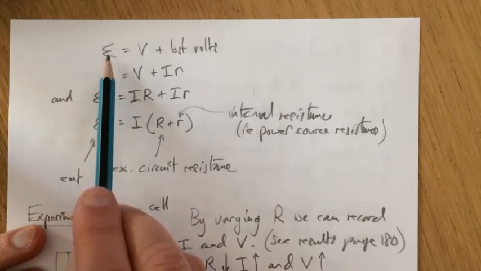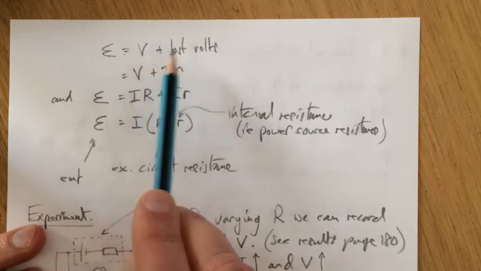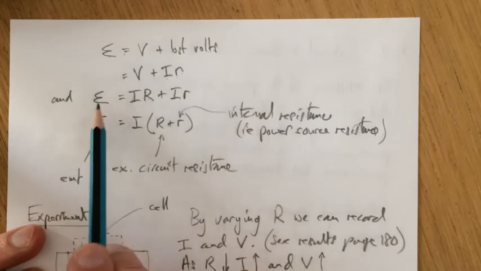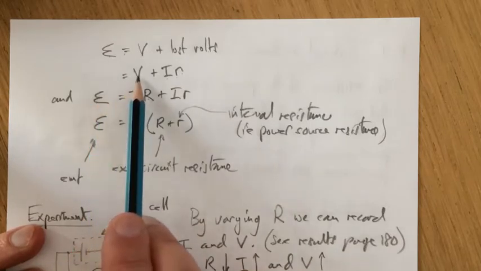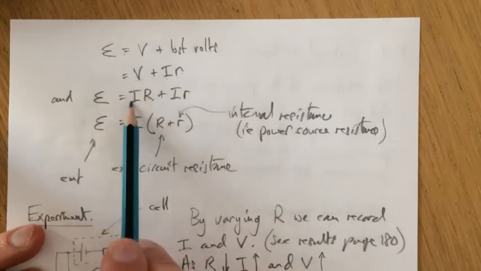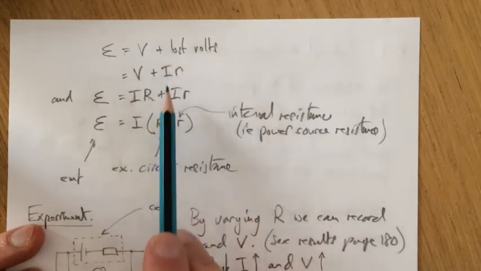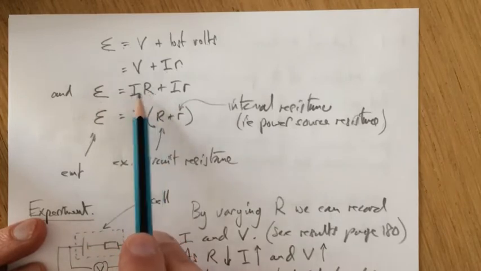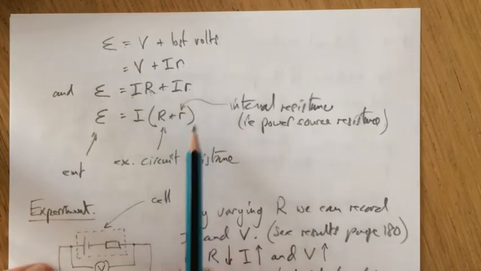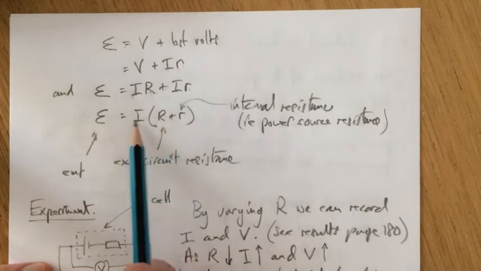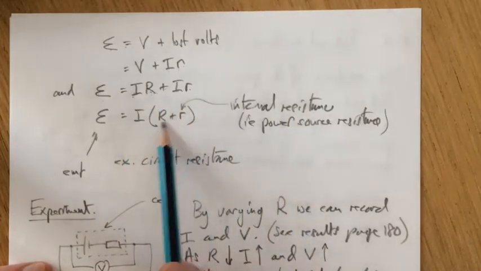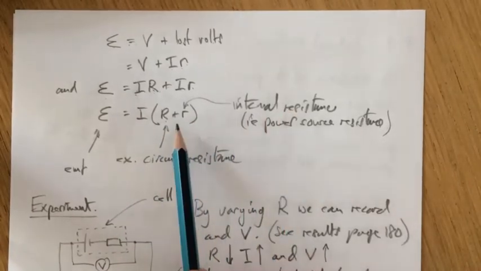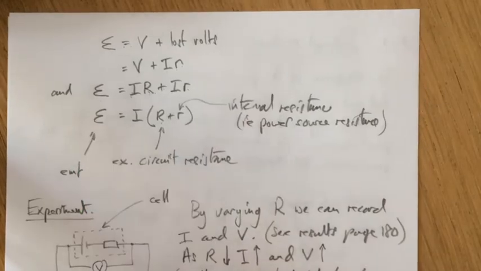EMF equals terminal volts, big V, plus lost volts. Lost volts is I little r. Terminal volts is I big R. V equals IR. So this is true: EMF equals I big R plus I little r. Simplify, put it in brackets, these two R's here. Big R is the external circuit resistance, little r is the internal resistance.